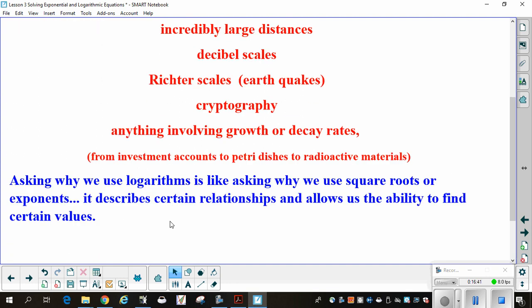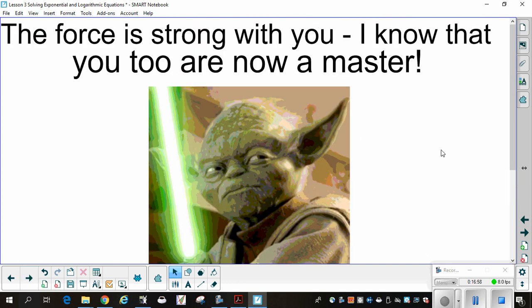Asking why we use logarithms is like asking why would we use a square root or exponents. Logarithms describe certain relationships between values and allow us the ability to find those values. The force is strong with you, and I know that you too are now a master of logs.